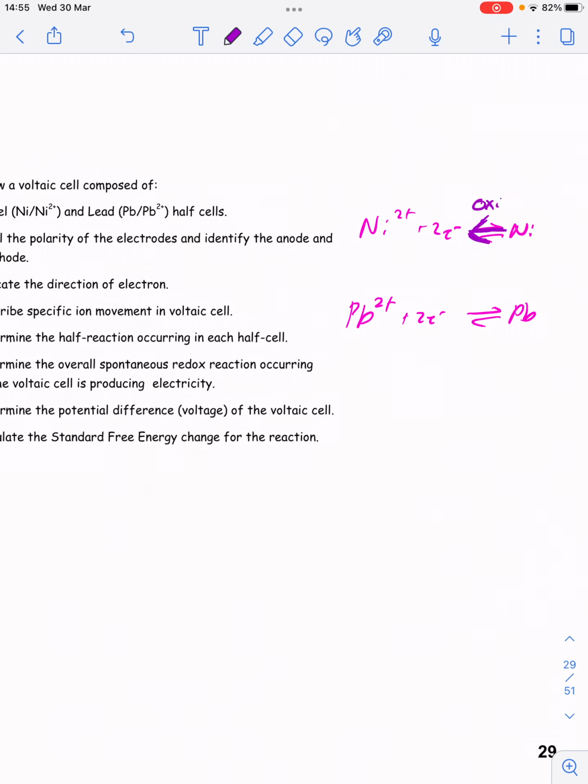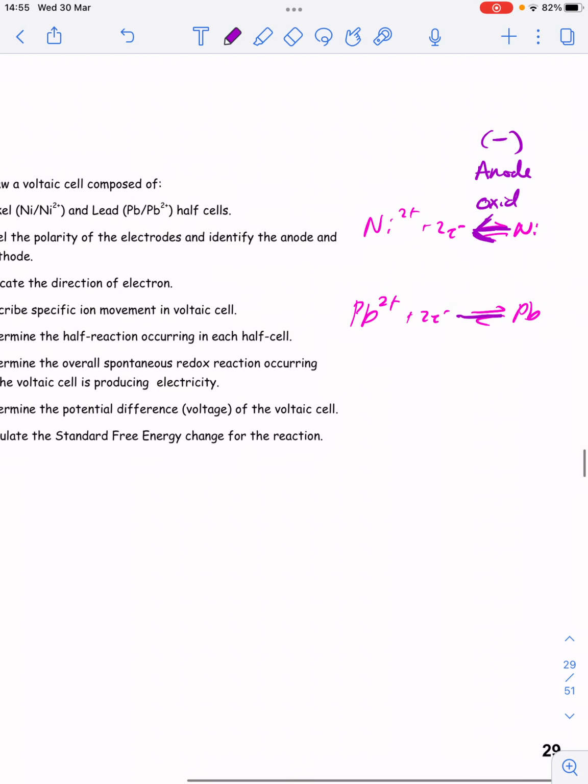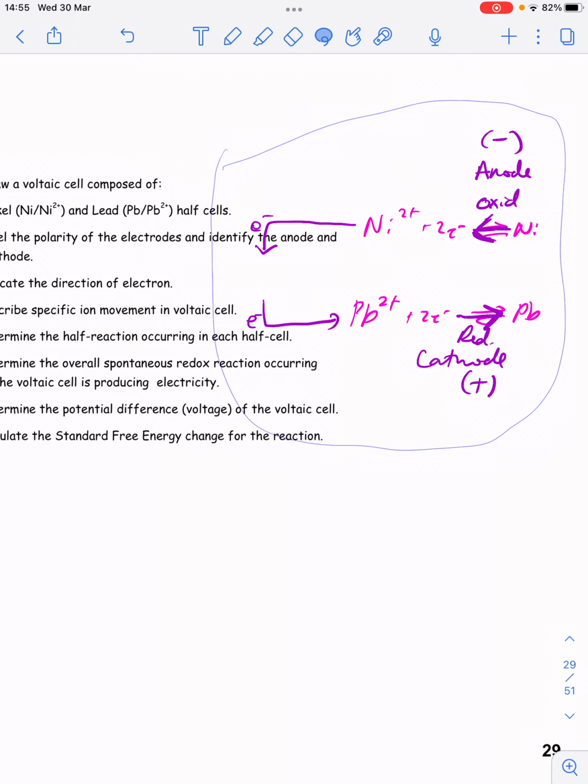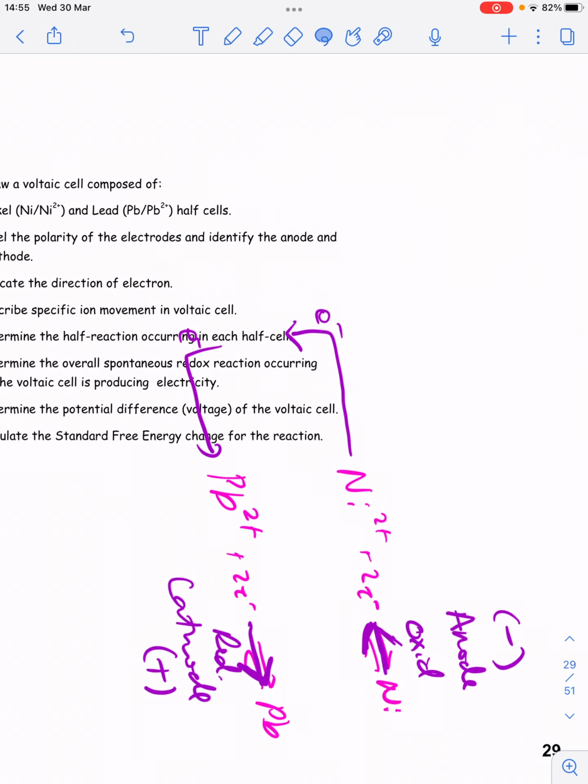This is our oxidation, which means it's our anode, which means it's our negative electrode. And we know this is the reduction reaction. So this is the reduction, this is the cathode, this is the positive electrode. And we know that electrons always flow in the external wire from the anode to the cathode. So if I think about my picture, I could almost take this and spin it like this and it would look like a voltaic cell.